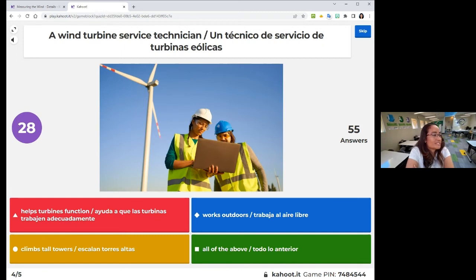So which one of these does a wind turbine service technician, or a wind tech, do for their job? Helps turbines function, climbs tall towers, works outdoors, or all of the above. And I would love to know how many of you would love to be a wind turbine service technician in the future.